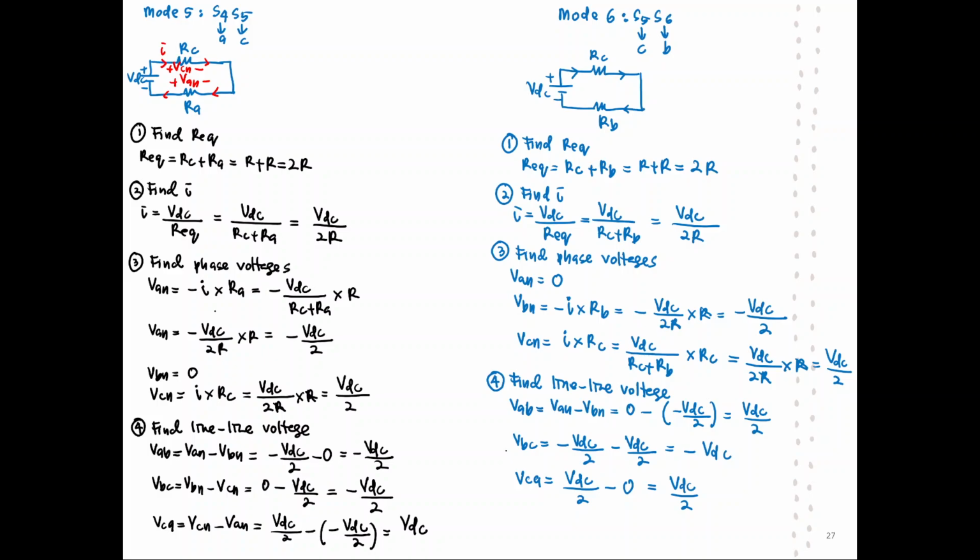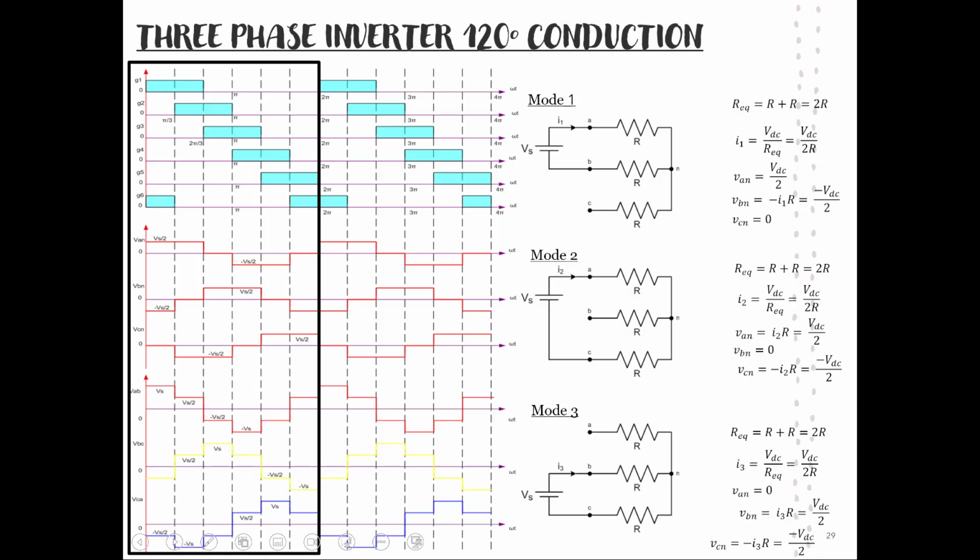So this is the level for your phase voltage and your line to line voltage for all modes from mode 1 until mode 6. Please make sure that all of you are able to do all these steps correctly, because it will help you a lot during your final examination when you are dealing with questions on three phase inverter, right?